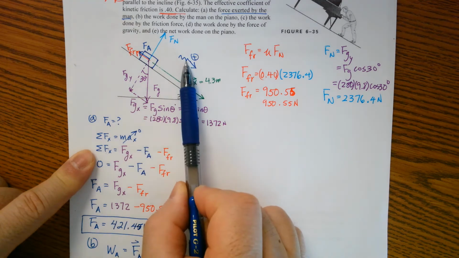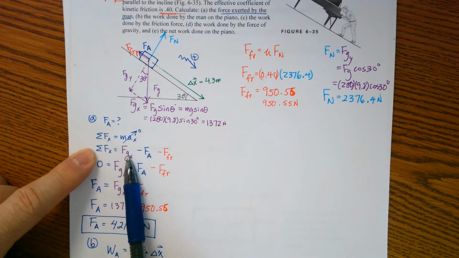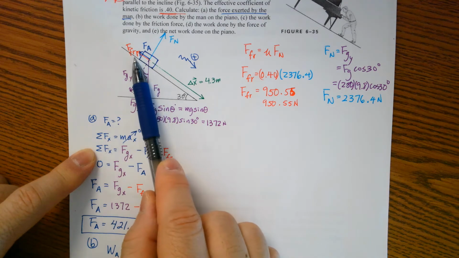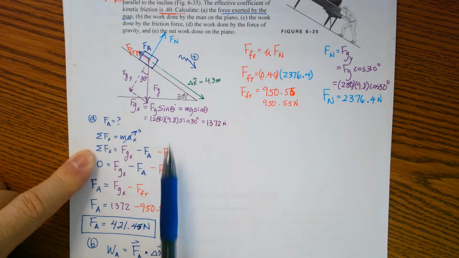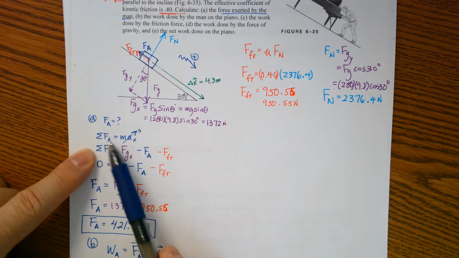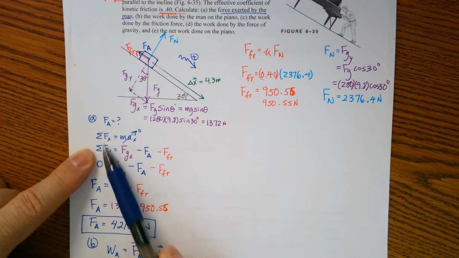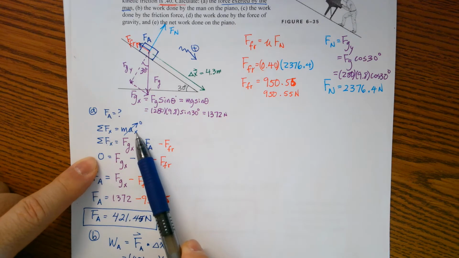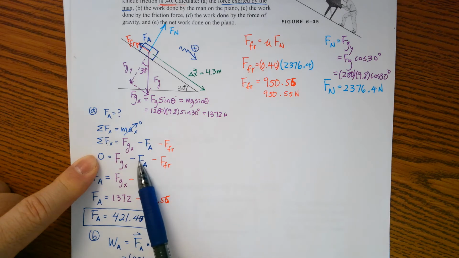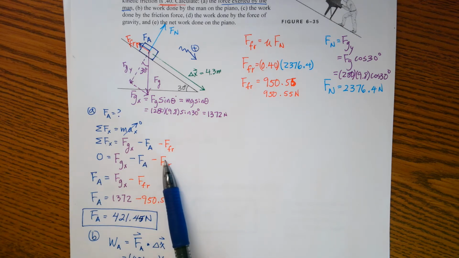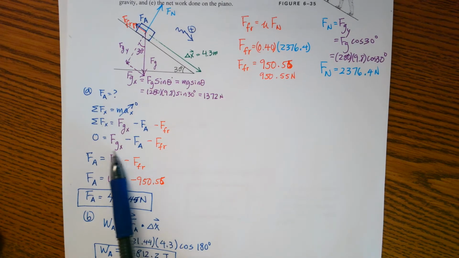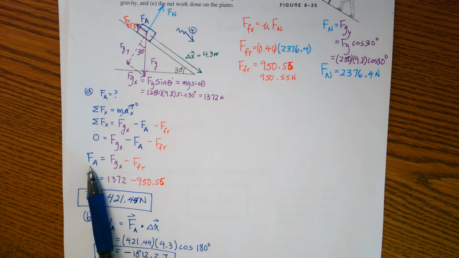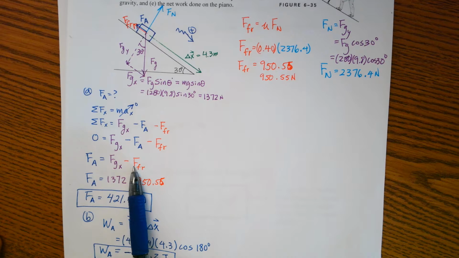Sum of all forces in the x, three forces. Fgx is in the direction of motion, that's why I'm going to keep that positive. Fa is in the opposite direction of motion, so it's negative. Friction is also in the opposite direction of motion, so it's negative. So when I set these two net forces equal to each other, 0 is equal to Fgx minus Fa minus F friction. If I bring this negative Fa to the other side of the equal sign, I get positive Fa, and that is equal to Fgx minus friction.